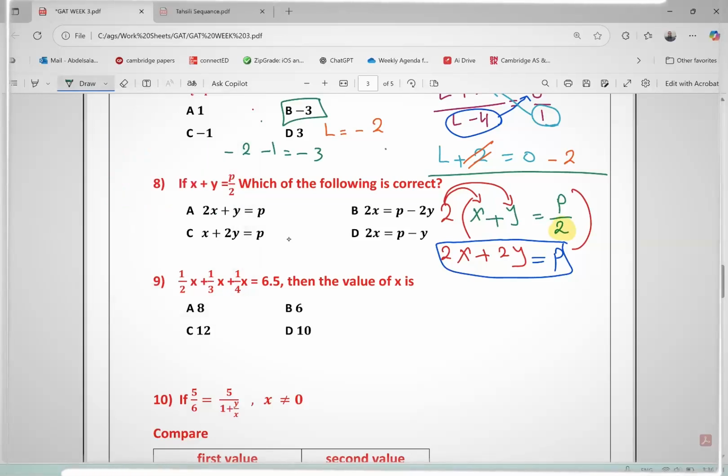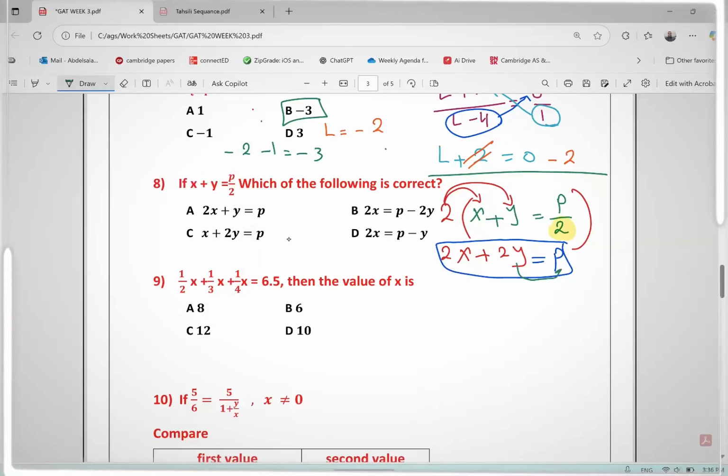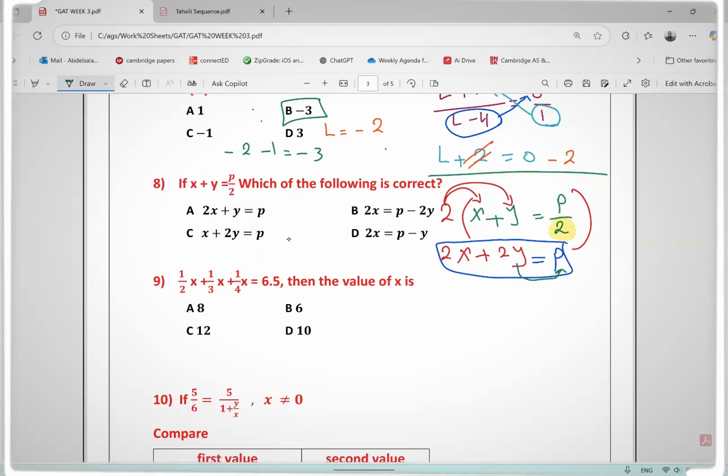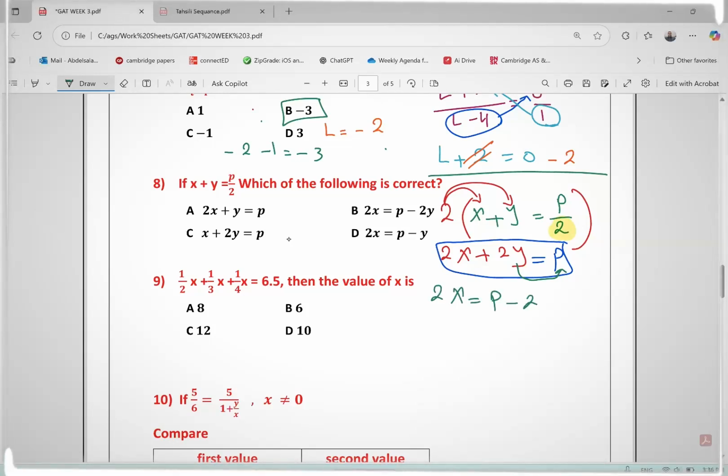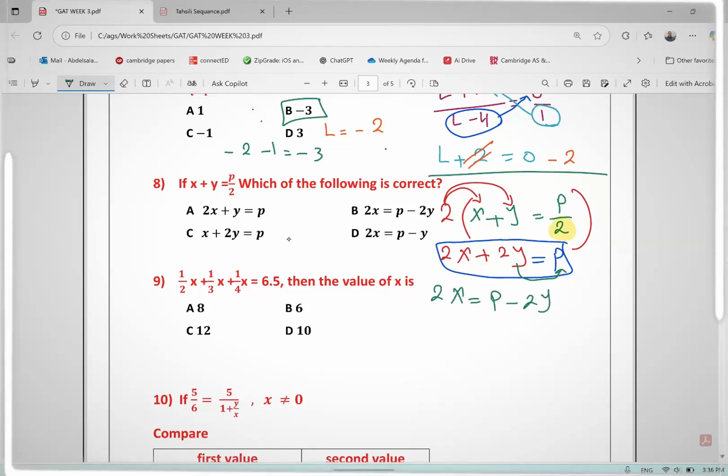Can you please move 2y to the other side? It will be negative. So let's write 2x equals b minus 2y. Do we have the same expression? Yes.